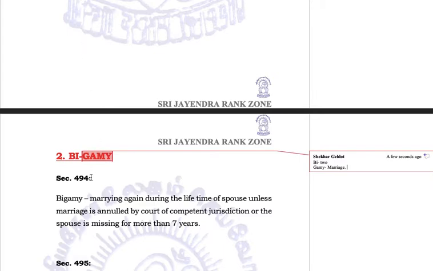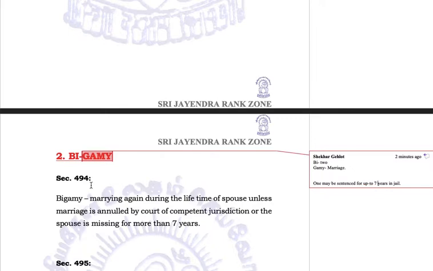But if your earlier spouse is alive and you know that he or she is alive and you then go for a second marriage, we do not allow second marriage. Then one may be sentenced for up to 7 years in jail for committing second marriage while the earlier wife or husband is alive.